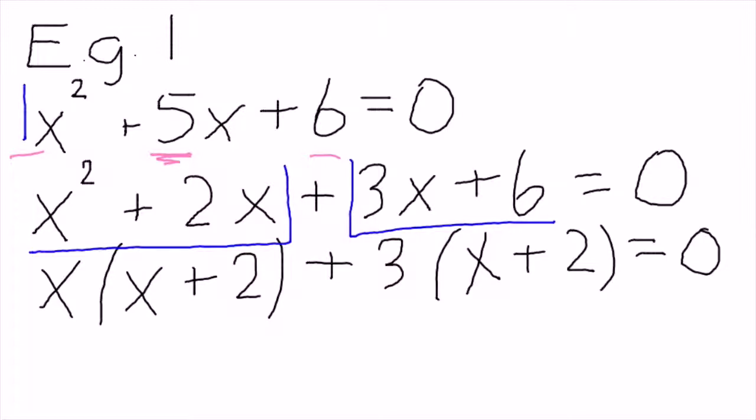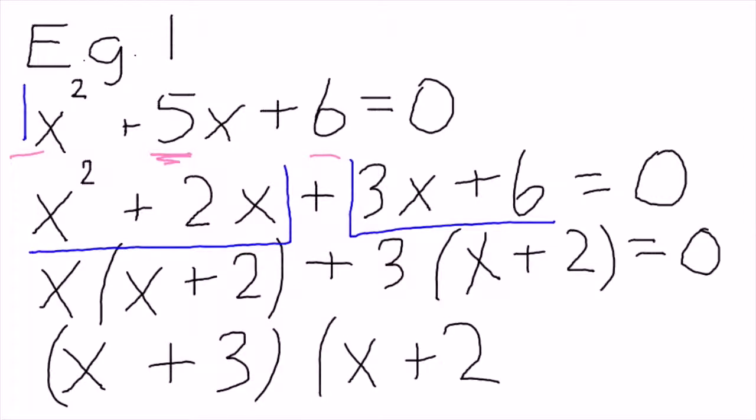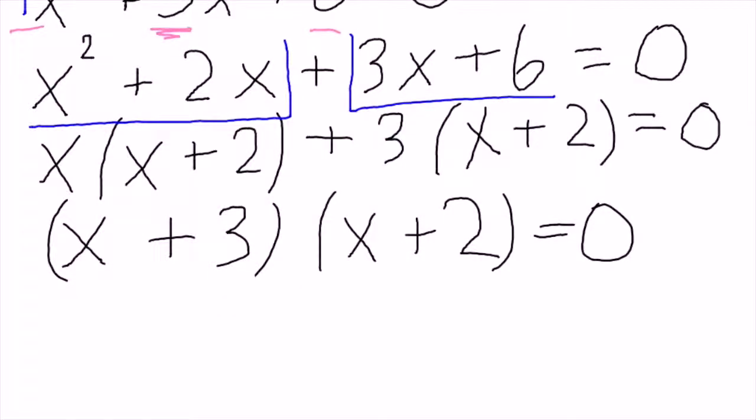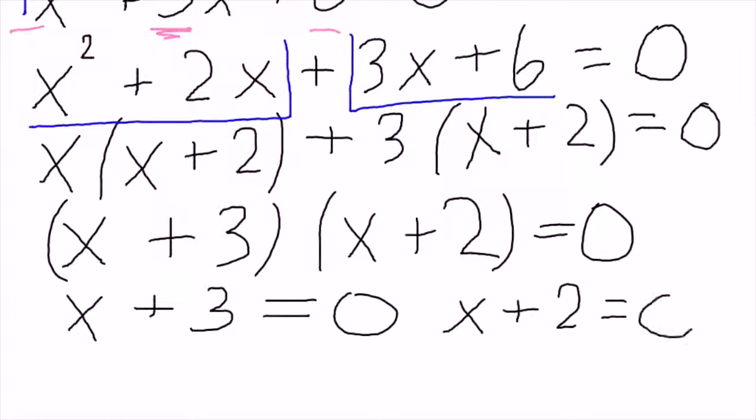And the final answer will be (x plus 3)(x plus 2) equals 0. As we want to find out what the value of x is equal to, we say that x plus 3 is equal to 0 and x plus 2 is equal to 0. This is because if we divide both sides by x plus 3, we still get 0 on the right hand side. Vice versa if we do the same with x plus 2. So then we get x is equal to minus 3 and x is equal to minus 2.